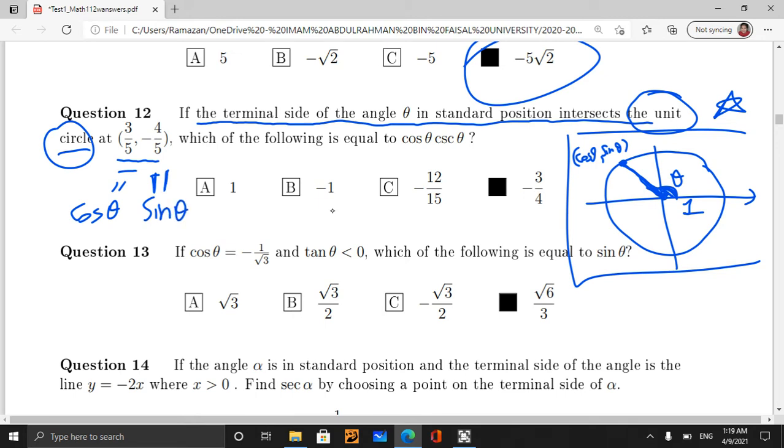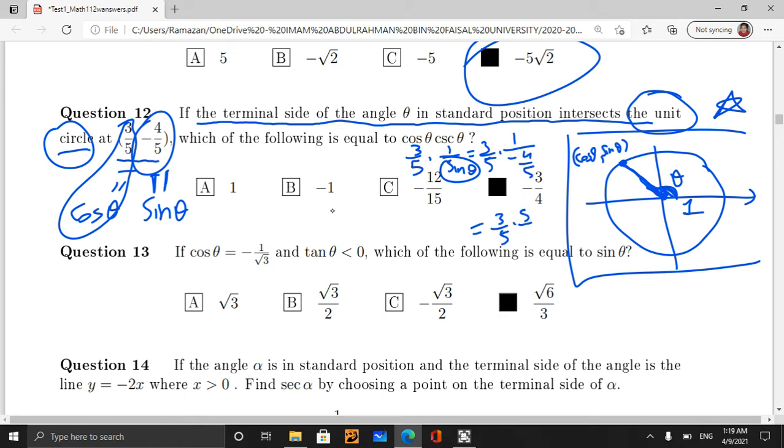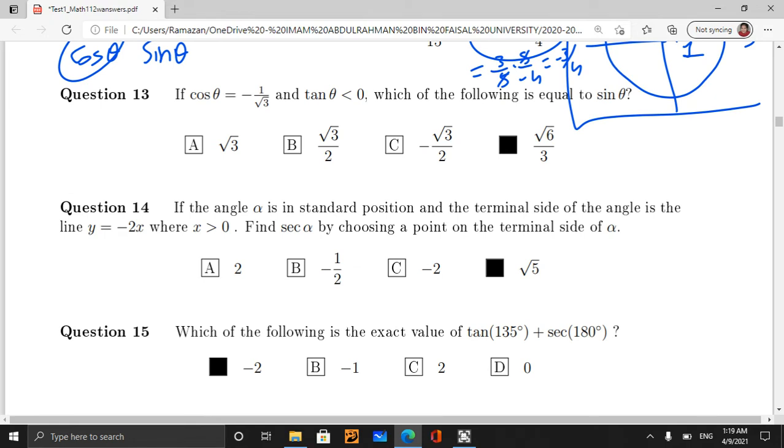Now, we can use cosine theta as 3 over 5, and cosecant theta is 1 over sine theta. Sine theta is this one here, minus 4 over 5. So this was 3 over 5 times 5 over negative 4, so then this will be 3 over 4.